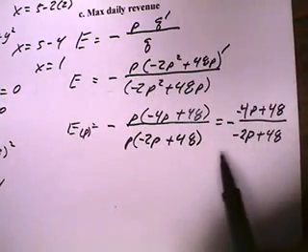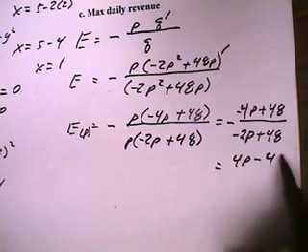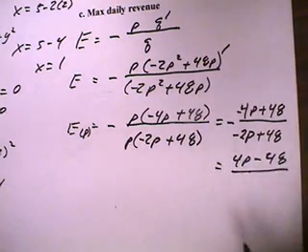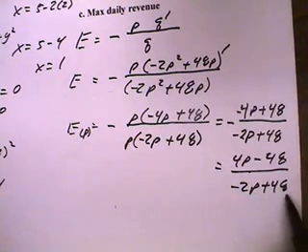We could distribute that negative there and actually make this a positive 4p minus 48. Yeah, I'm going to do that. And negative 2p plus 48 in the denominator.